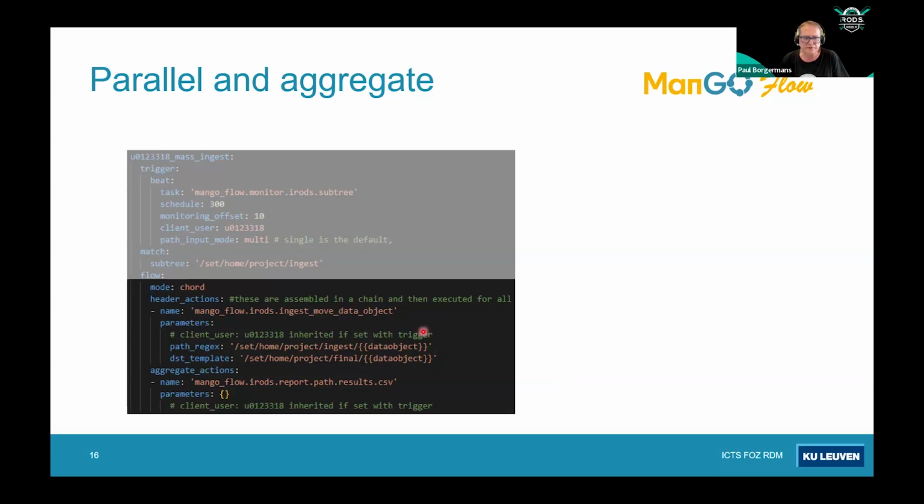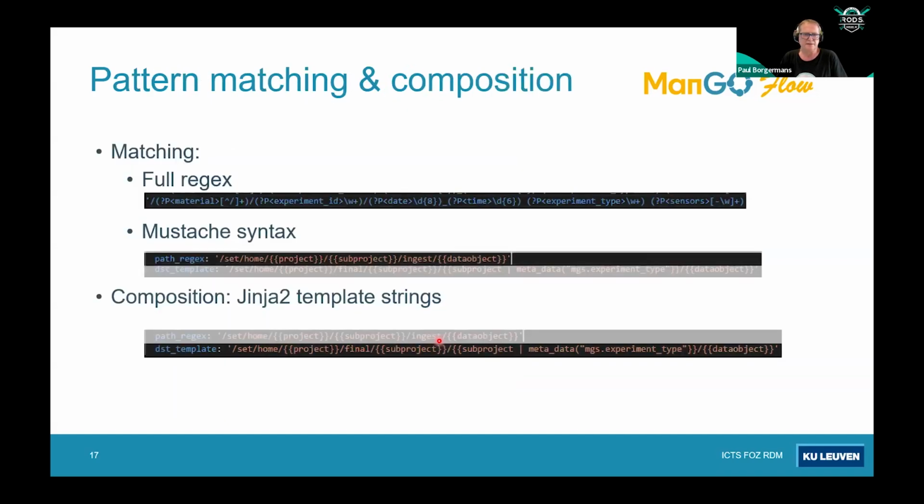You already have, you see it here maybe, that there is some mustache-like syntax with a data object inside. This is actually a parameter that can be used by the scripts themselves. And in this pattern matching, we actually support two ways in ManGO Flow. One of them is full regular expressions, Python regular expressions that is.